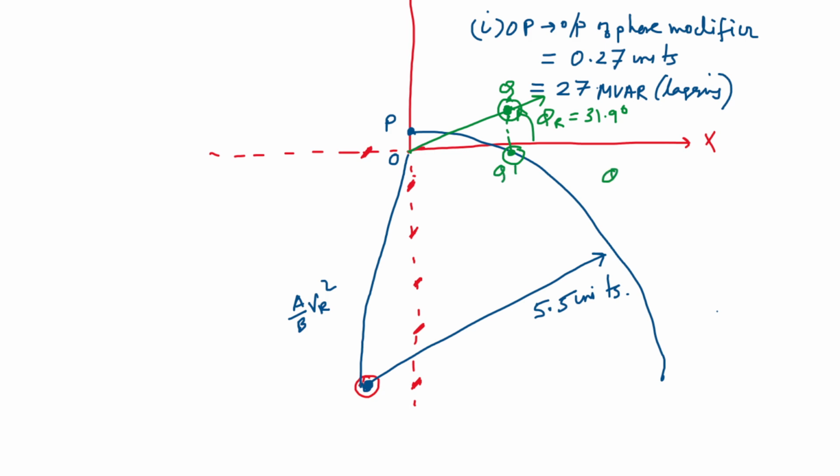So when you measure this Q and Q dash, it will measure 1.35 units rather, which is equal to 135 megavar. Now this time it should be leading because this much is needed. This much is leading.